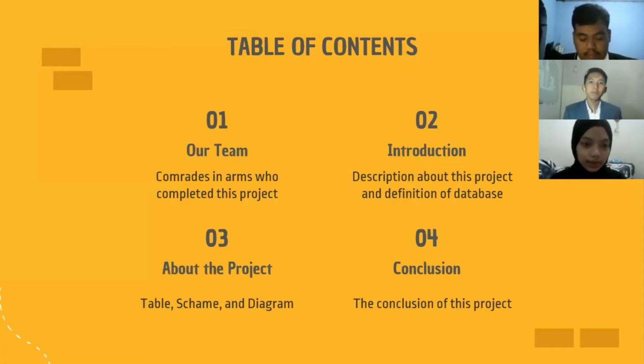Okay, this is the table of contents of our project. First, I will introduce who completed this project in our team. Second, an introduction about our database. And third, about the project, we will describe our tables, schema, and diagram. The conclusion is the last part of our project. Next.